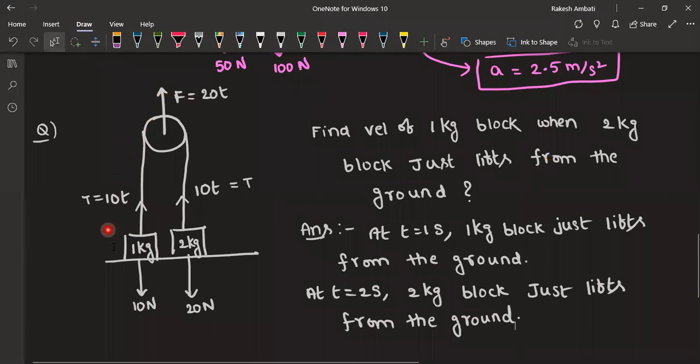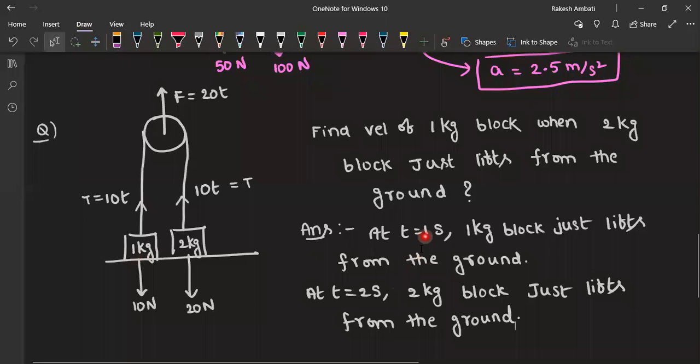Okay, so the question is, we have to find the velocity of the 1 kg block when the 2 kg block just lifts off from the ground. That means this 1 kg block is lifted at t equal to 1 second, and this 2 kg block is lifted at t equal to 2 seconds. So we have to find the velocity of the 1 kg block at t equal to 2 seconds. That velocity we have to find out.